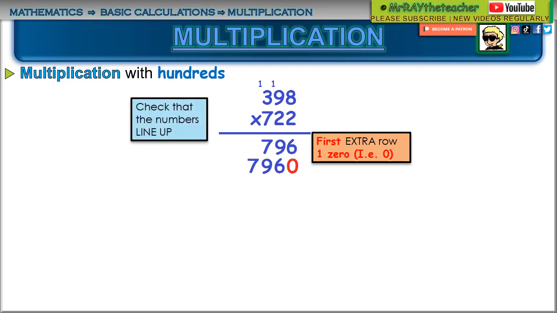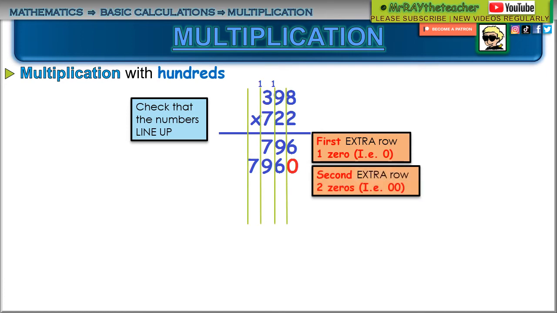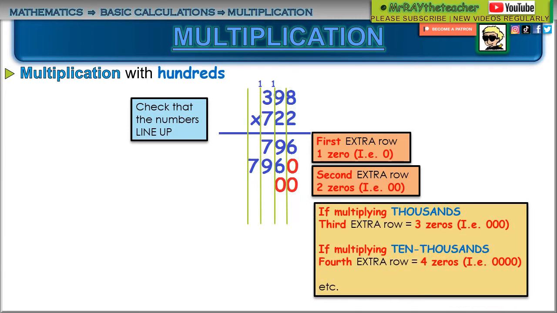Let's move it on. So check that your numbers line up, and so there you go, I've drawn them up for you. Then your second row, you add 2 zeros. So second, 2 zeros, 1, 2, and then we're going to start from here. If we're multiplying thousands, it's the third extra row. Multiplying by tens of thousands, it's on the fourth extra, etc. So you're just adding the extra zeros below here.